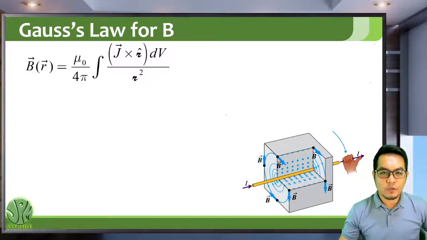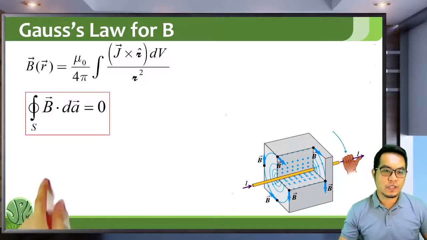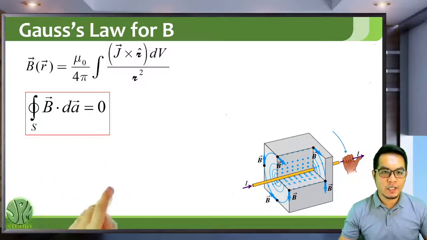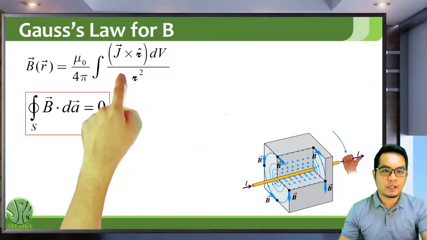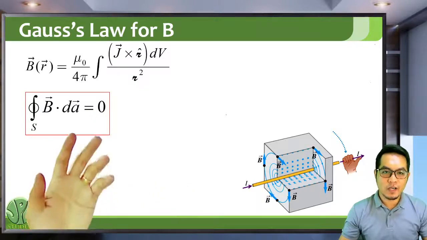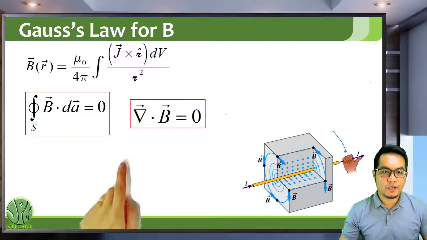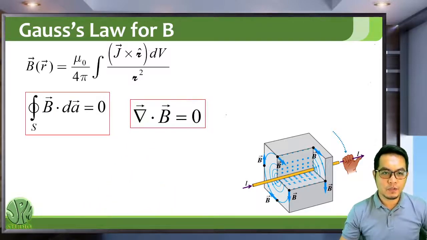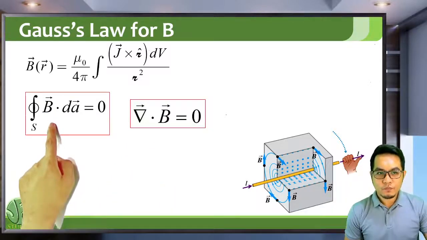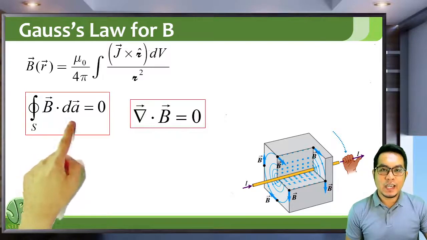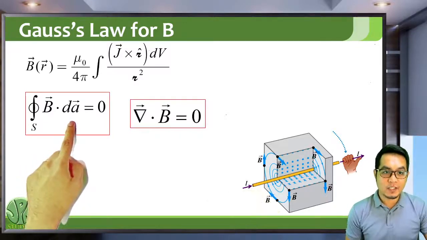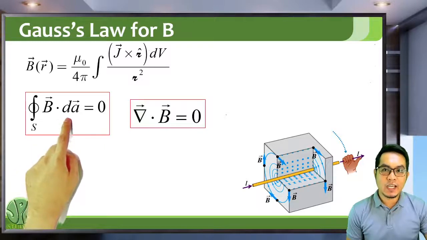Now let us consider the divergence of the magnetic field. In integral form, it is the integral of B dot dA, and if we dot the magnetic field with the area vector, you actually get zero. In differential form, del dot B is equal to zero. In electrostatics, E dot dA is the electric flux. In magnetostatics, B dot dA is what we call the magnetic flux.